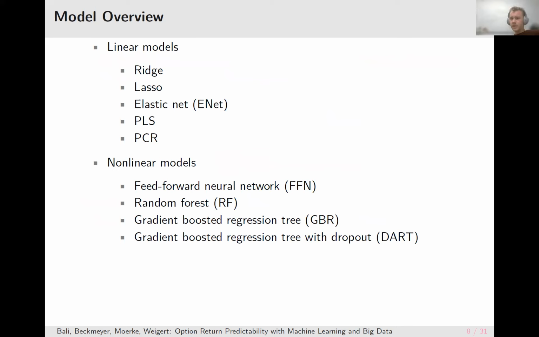Now, the models that we use are pretty much standard, and we follow the Gu, Kelly, and Xiu paper here, which kicked off a huge literature on using machine learning methods in finance. We have 5 linear models: ridge, lasso, elastic net, partial least squares, and principal component regression. And we also use 4 nonlinear models. 3 of these are tree-based models, so random forest, a gradient-boosted regression tree, as well as a gradient-boosted regression tree with dropout, which has been shown in the computer science literature to outperform the regular gradient-boosted tree by quite a lot. And we also have a look at a feed-forward neural network.